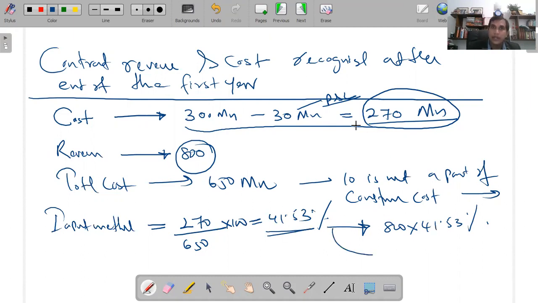So you can recognize the same thing like this as well. Let me write the answer: 332.24, or else 800 divided by 650 multiplied by 270. More or less a similar answer we will be getting, 332.24 approximately. So this is the revenue that the entity should recognize.